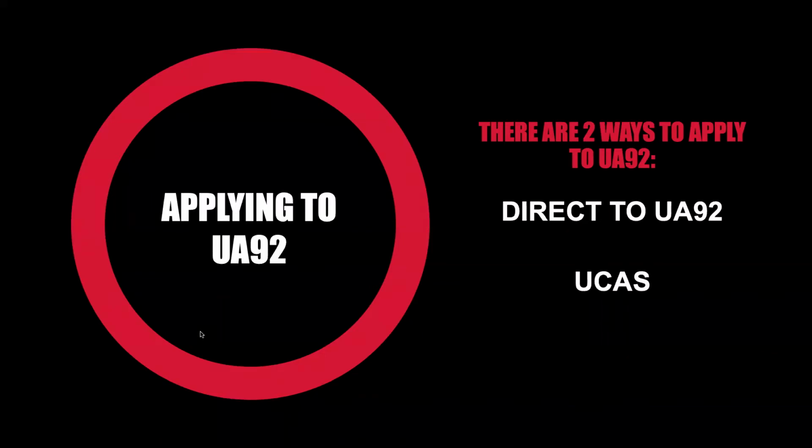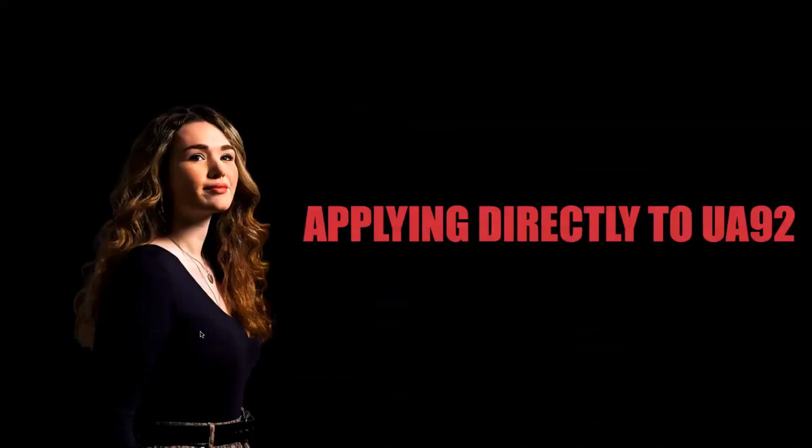So we're going to start with applying directly to UA92. So if you're looking to apply directly to UA92, you've got to already hold all of your qualifications and not be awaiting any results, like I said. And you can't already have a live application in the UCAS system. So that's quite an important point to make there. You can't sneak an extra application in by doing a direct one. But if you have no live application in UCAS, you can apply directly to UA92.